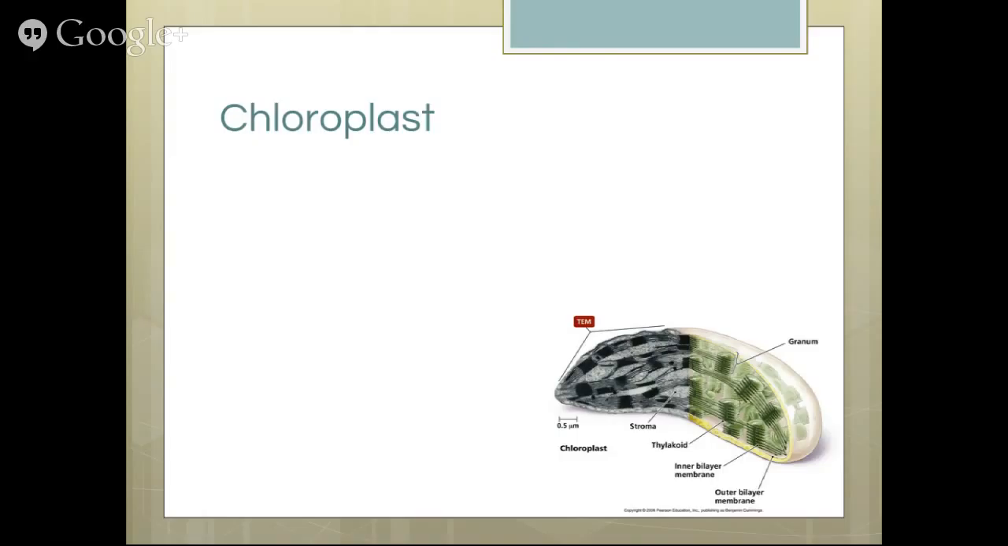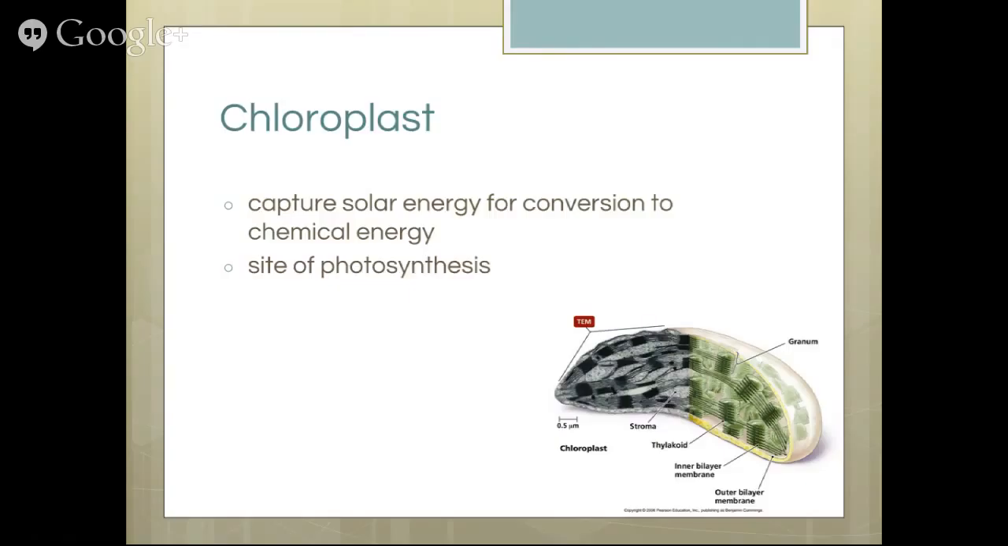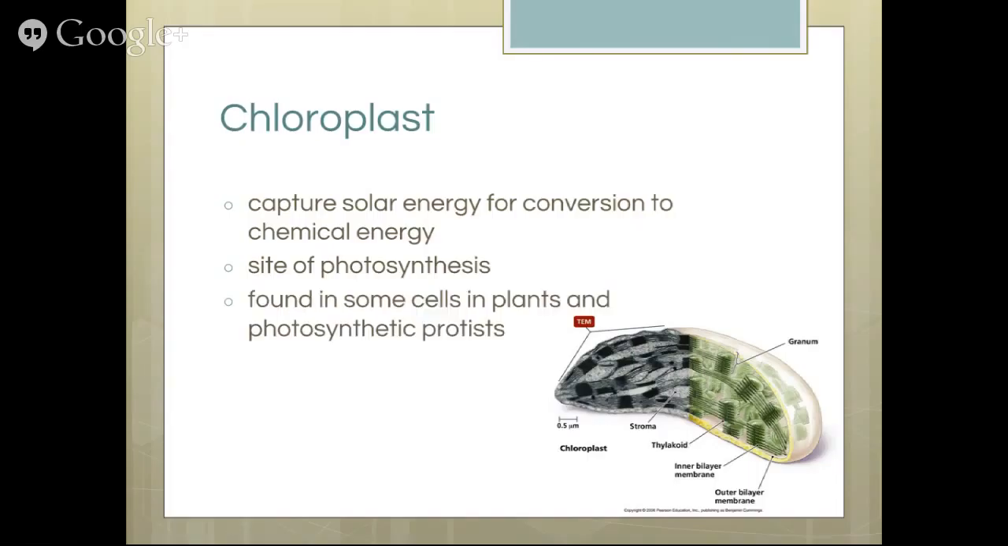The next organelle we'll talk about is the chloroplast. It's the other energy transforming organelle. This one's found though only in plants because it's going to be the organelle that converts solar energy into chemical energy, where we're going to take sunlight and make it into sugars. So this is the site of photosynthesis, and this is a process we'll talk a lot more about later on this semester. And you do need to know that it's found in cells in plants and in some photosynthetic protists.